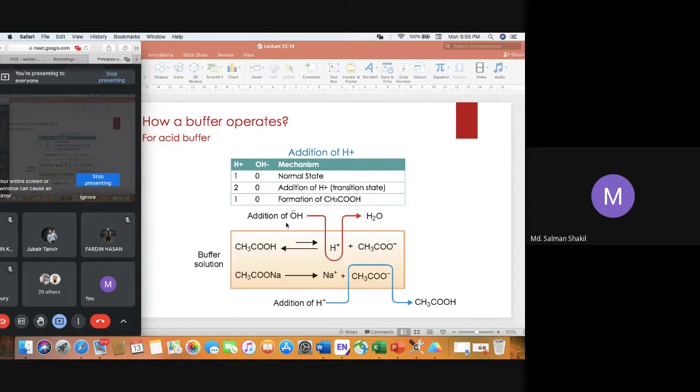But if you are adding bases and like if you are adding more bases, then after a certain point, the solution pH will be changed, right? Is it clear? Same here as well. If you are adding acids, like more amount, then the buffer pH will be surely changed, right? Is it clear? Yes, sir.